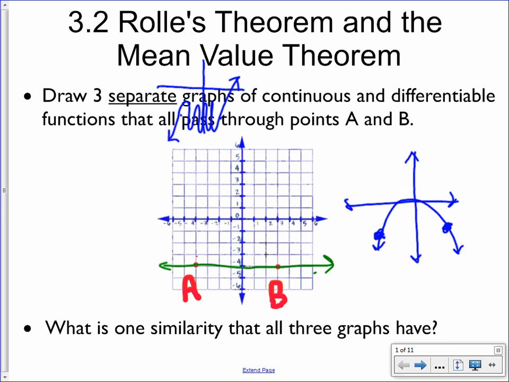Okay, so instead of saying there's always a min or a max, because that was true except for this one particular case, what's true about a min or max? Its derivative. What's true about this derivative? The derivative must equal 0. Okay, at some point between A and B, there has to be a time when the derivative is 0. Right? Perfect.